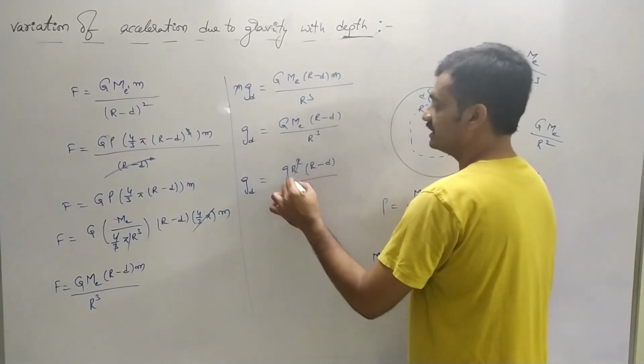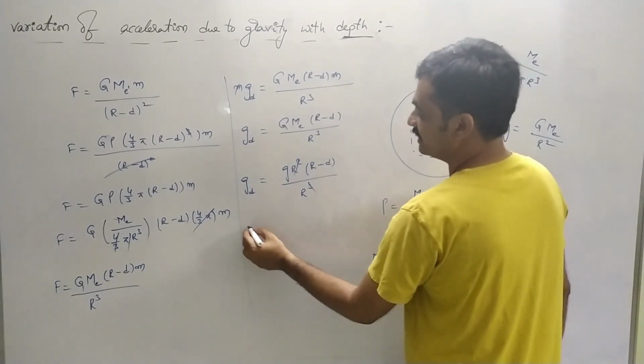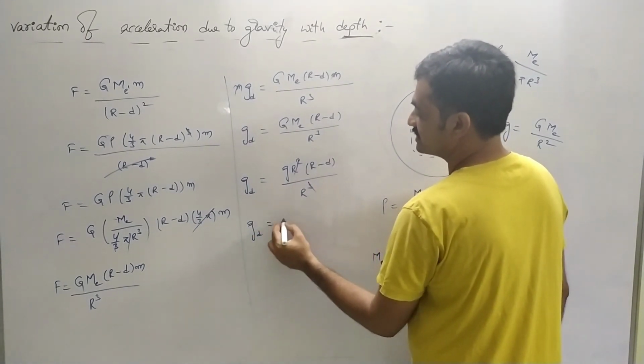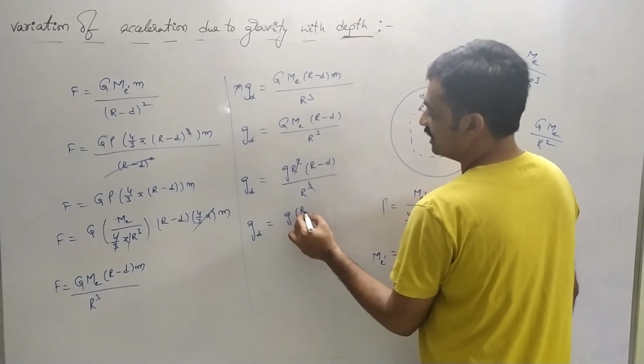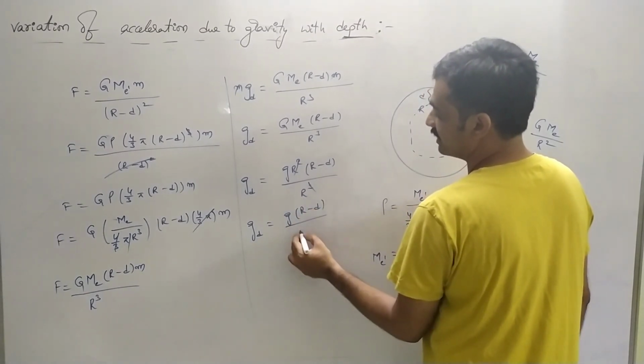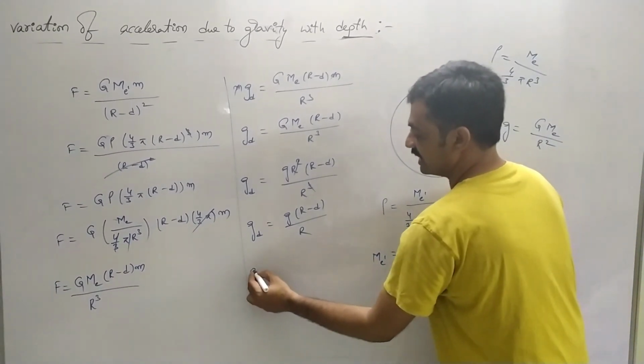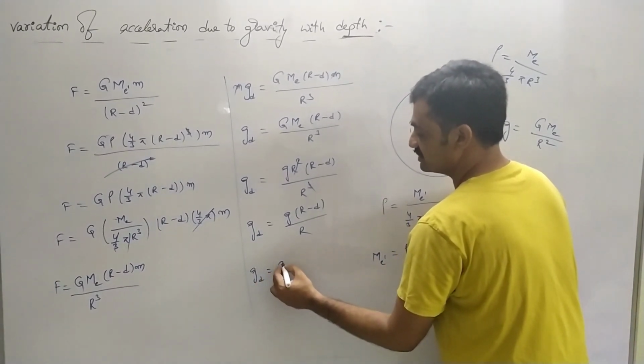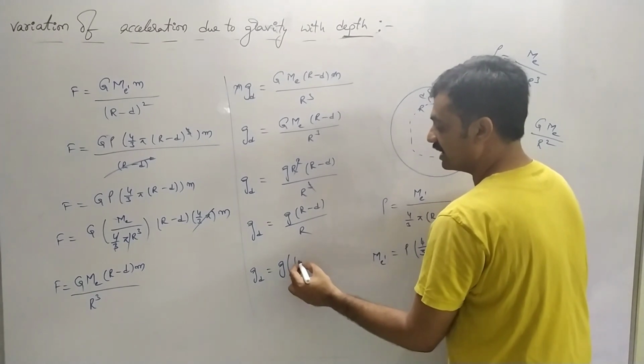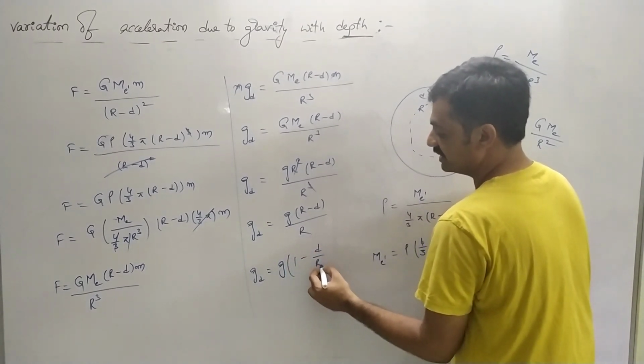Observe that here r square gets cancelled. Then the remaining expression is g suffix d equals g into (r minus d) by r. As we split the LCM, gravity at depth d is equal to g into (1 minus d by r).